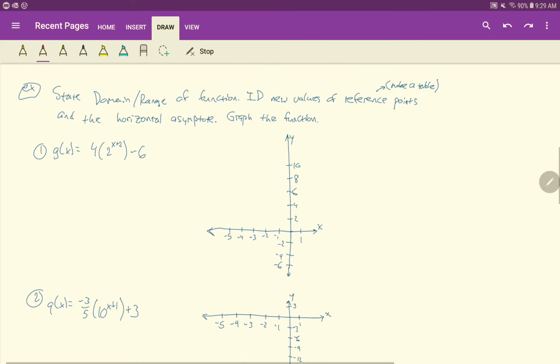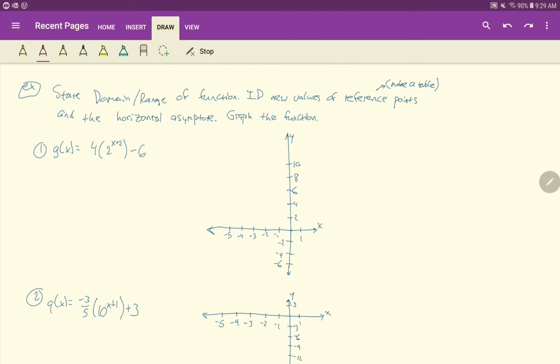So let's take a look at actually graphing with transformations. All right, so we're going to state the domain and range of the function, identify new values of reference points, and the horizontal asymptote. Okay, the new values of the reference points, don't worry so much about that direction. We're just going to make a table. That's going to make it easier.